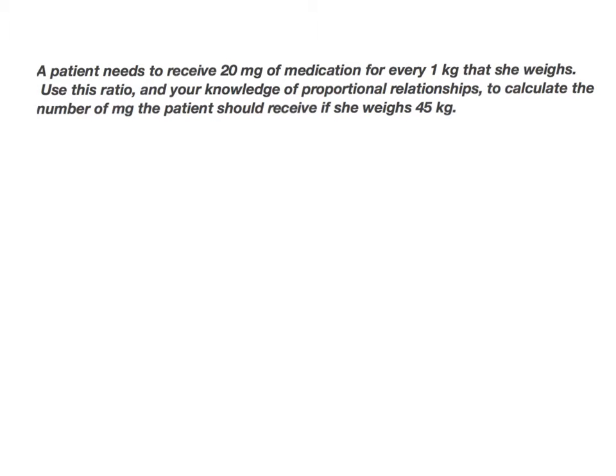In this video, I'd like to go over this example. A patient needs to receive 20 milligrams of medication for every 1 kilogram that she weighs. Use this ratio and your knowledge of proportional relationships to calculate the number of milligrams the patient should receive if she weighs 45 kilograms.